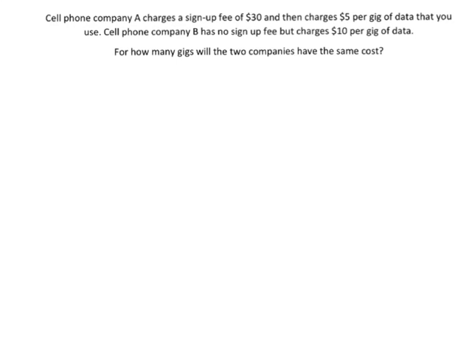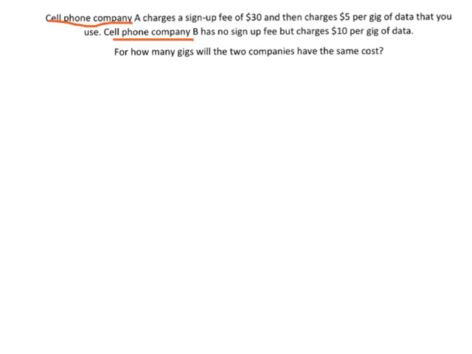Now let's look at this next problem, which gets a little bit trickier. Cell phone company A charges a sign-up fee of $30 and then charges $5 per gig of data that you use. So that's company A. Cell phone company B has no sign-up fee but charges $10 per gig of data. For how many gigs will the two companies have the same cost?